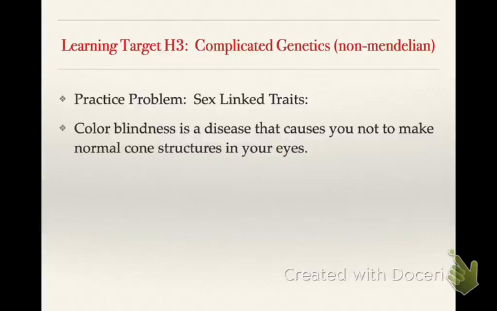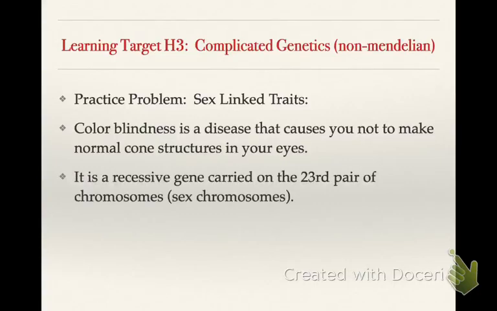Color blindness is a disease that causes you not to make normal cone structures in your eyes. That's what's wrong with people with color blindness, is that the physical structures in their eyeballs are built wrong. I don't make the correct proteins to be able to pick up all the wavelengths of color. It's a recessive gene carried on the 23rd set of chromosomes.